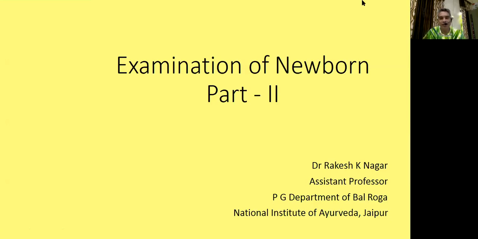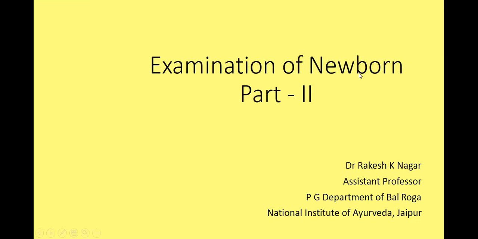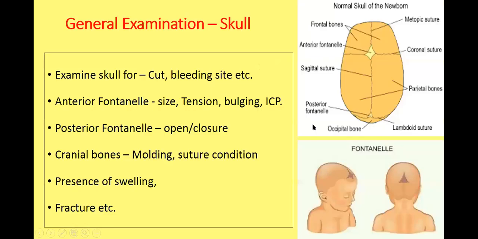Examination of skull. In the skull examination, we have to observe and look for the condition of cranial bones, parietal, occipital, frontal, and sutures of cranial bones, and junction of suture, anterior fontanel and posterior fontanel. Any active bleeding sites for hemorrhagic loss, any fracture, any swelling. So let's start with one by one.